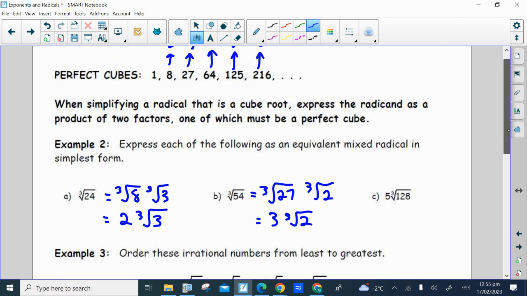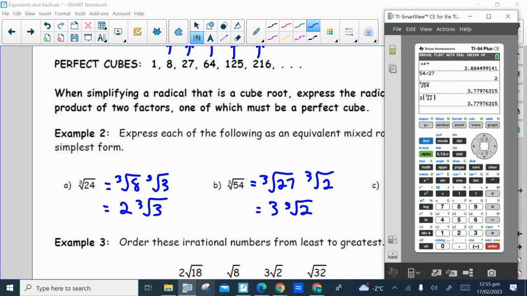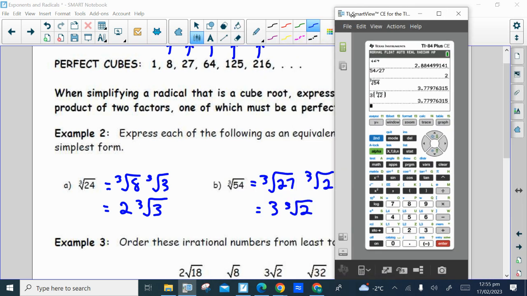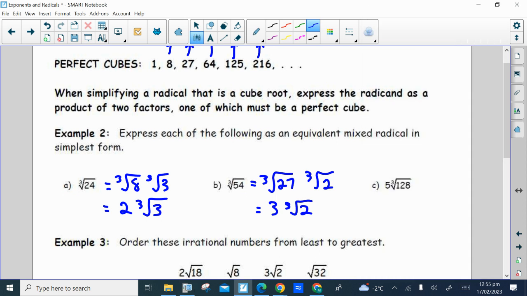The last one here, 5 times the cube root of 128. If I start at the larger numbers and work my way down, the number is the cube root of 128. So if we take 128 and divide it by 125, it gives us a decimal. We don't want to have any decimals. So instead of dividing by 125, what if we divide by 64? That's the next number down in our list, and it does work. 64 times 2 will be 128.